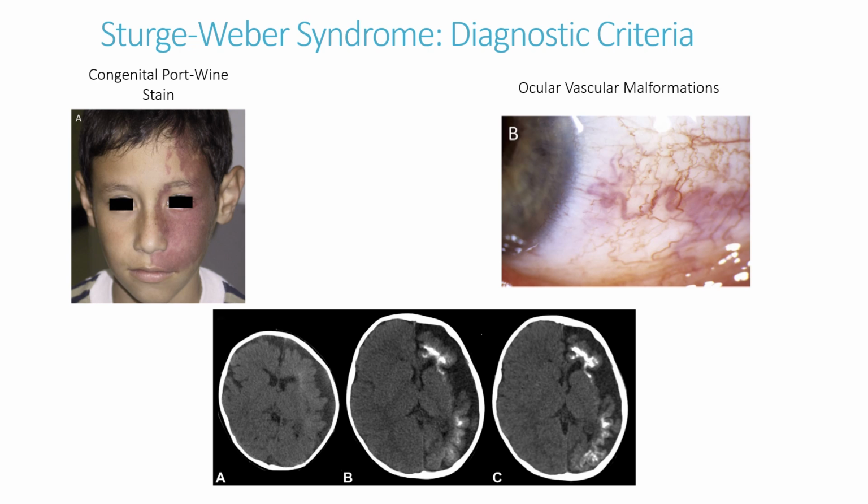Here we see a couple of diagnostic criteria, which include the typical congenital port wine stain, the typical ocular vascular malformations, and we can even see some of the port wine stain here as well, and the typical calcification of certain areas of the brain, which leads to a variety of neurodevelopmental disorders.